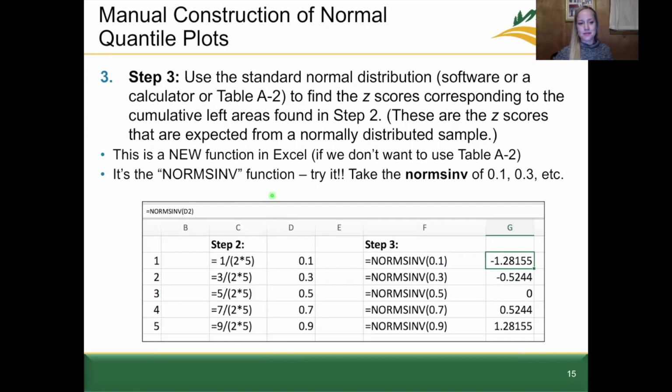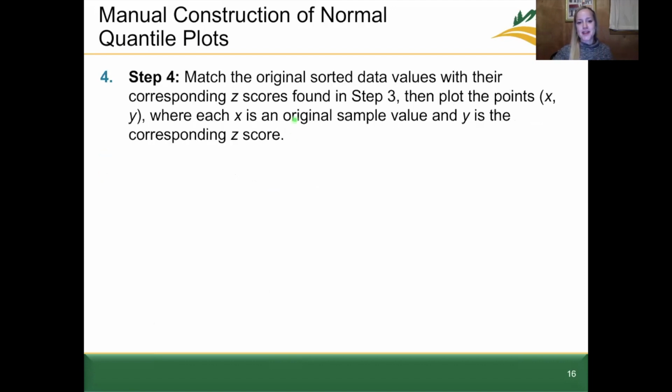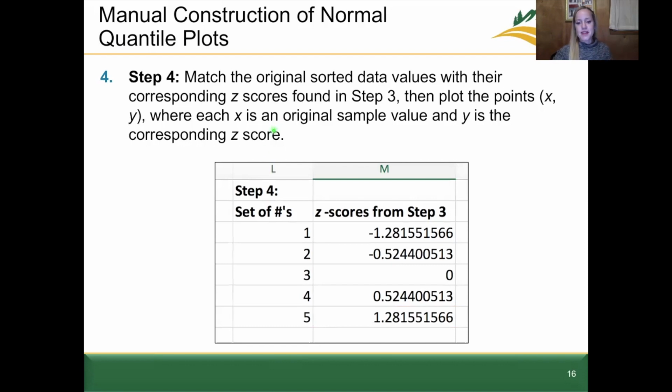Let's keep going. Step 4, match the original sorted data values with their corresponding z-scores found in step 3. Then plot the points, so x, y, where each x value is an original sample value, so that 1, 2, 3, 4, 5, and each y is the corresponding z-score we found from those NORM.S.INV functions. Now, the best way to plot this is to really copy and paste this data into a new set of columns somewhere in your Excel sheet.